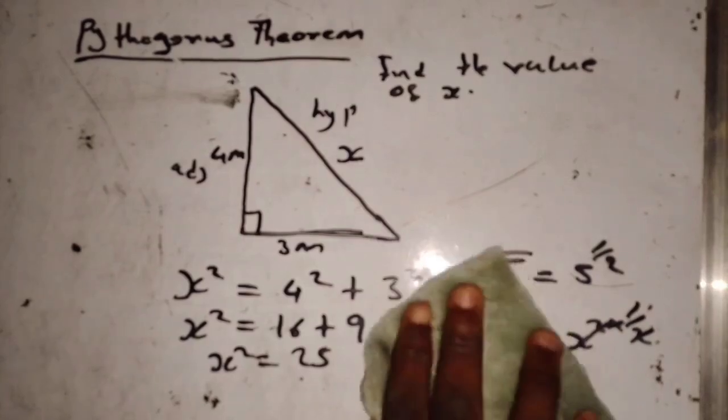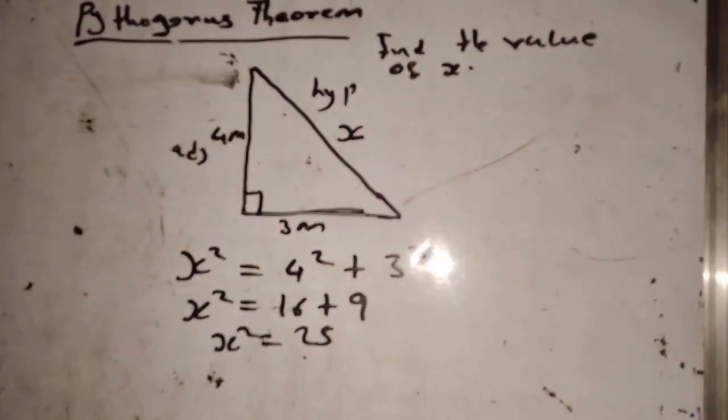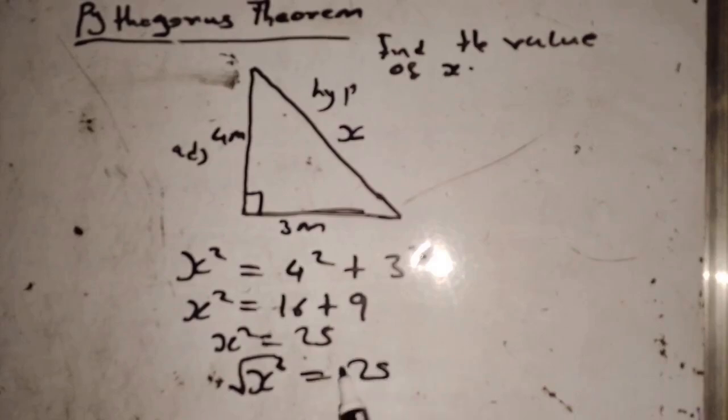So let's now introduce the square root. We have x squared, we introduce the square root, equals the square root of 25. So x is equal to 5.